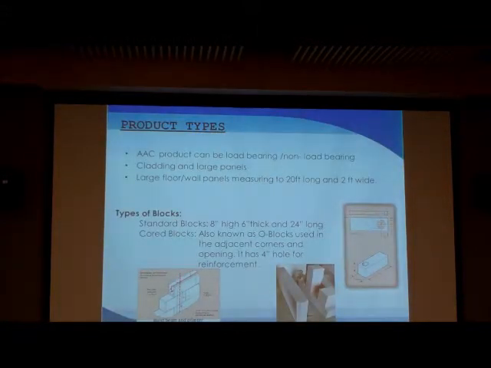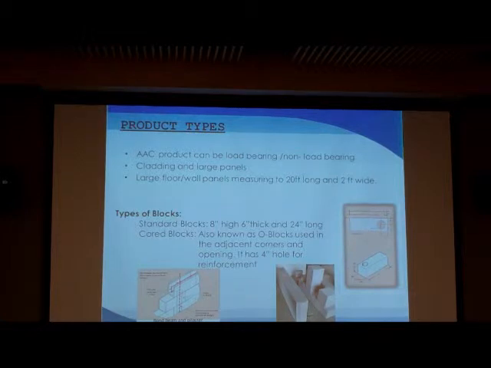Now, the product types. As we said, different sizes can be produced. These different sizes can be used as wall panels, floor panels, and claddings, whatever it might be. These are quite long, as long as 20 feet long and 2 feet wide even. There are generally few types of blocks. We are going to discuss two among them. There are standard blocks, which are 8 inches high, 6 inches thick, and 24 inches long.